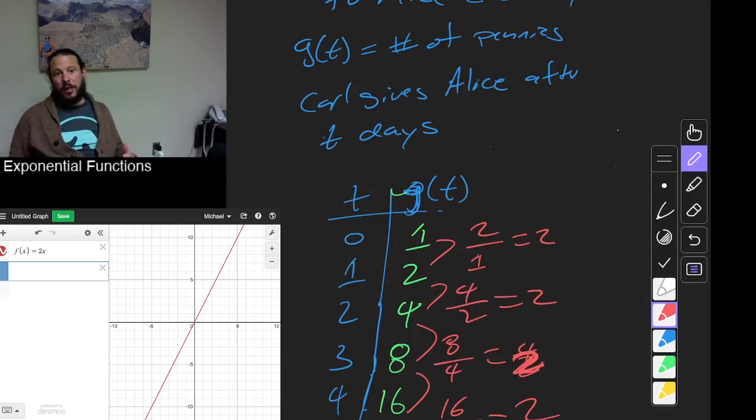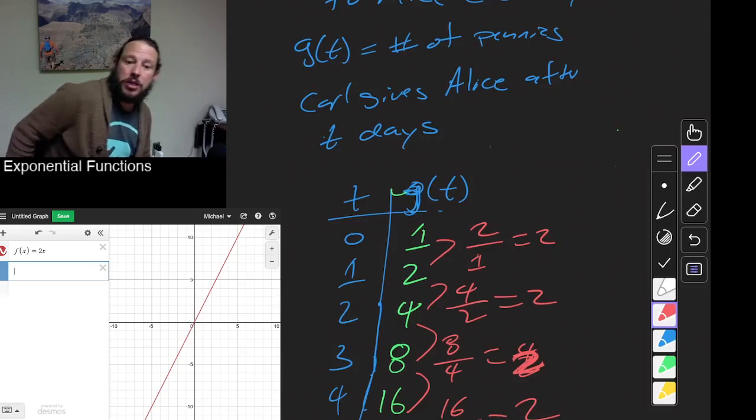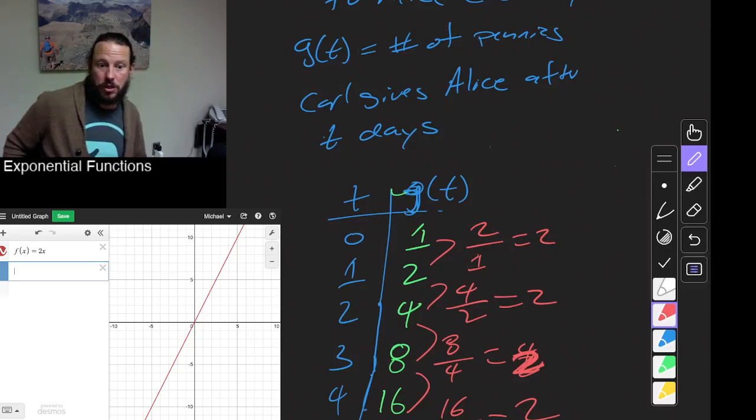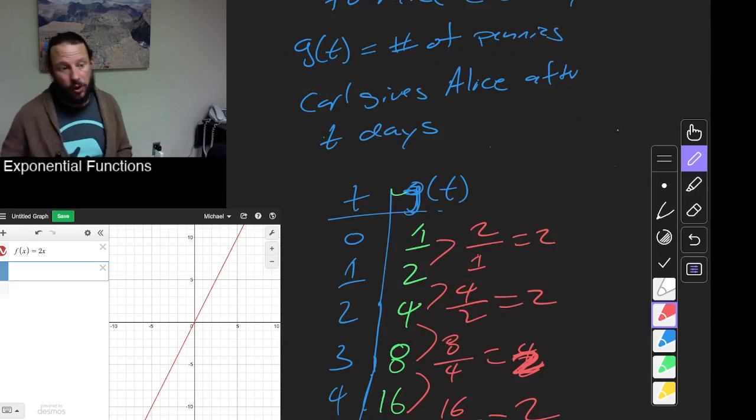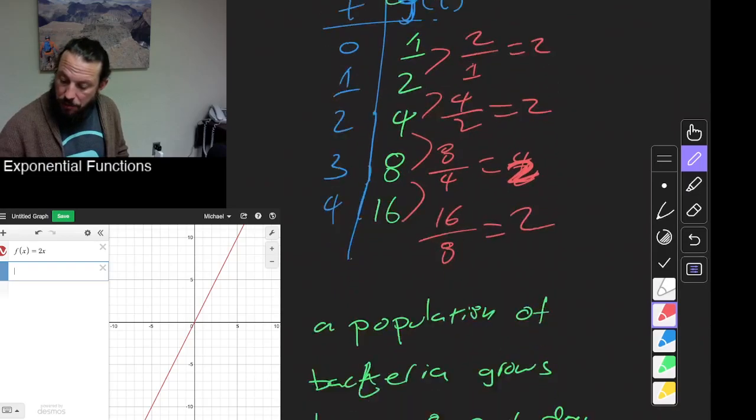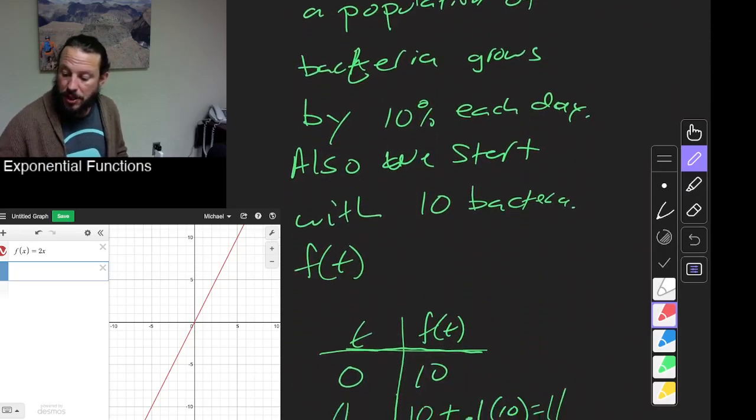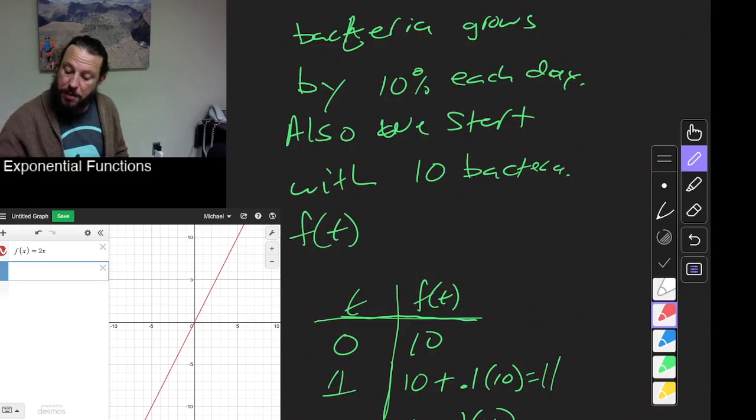And they make sense in that this one is increasing by 100% of what's there every day. But exponential functions in general are increasing by some percentage of whatever's there at that day, instead of by a fixed amount. So it matters where you are, your t values. T changes by 1, and your function increases by different amounts depending on where your t is. So let's think about a population of bacteria growing by 10% each day, and we start with 10 bacteria. We want to try to find a function, f of t.